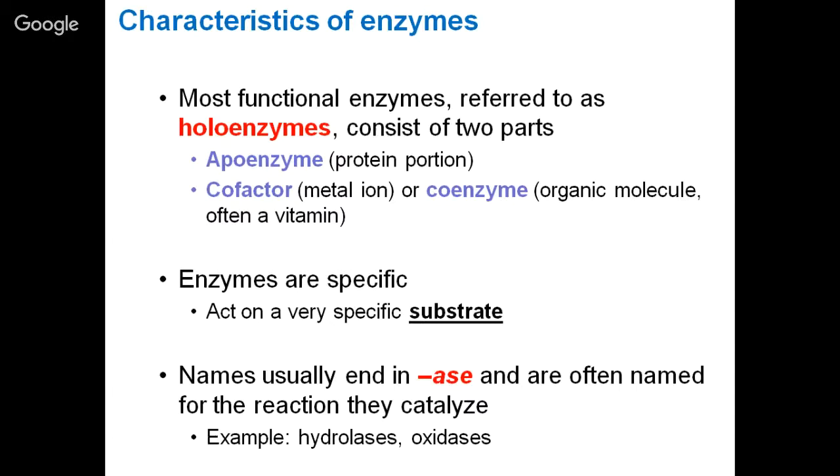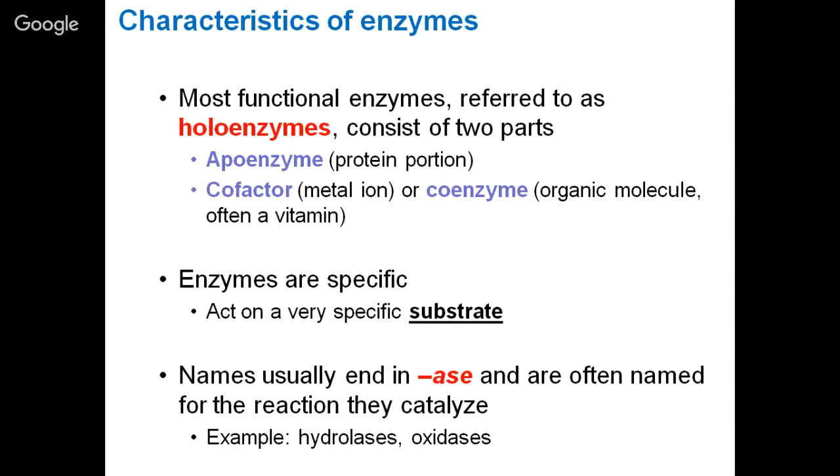So characteristics of enzymes: most functional enzymes are referred to as the holoenzymes. And holoenzymes consist of two parts: the apoenzyme, which is the protein portion of the enzyme, and the cofactor, that is the metal ion, or coenzyme, the organic molecule, often a vitamin. So the apoenzyme part and the cofactor or the coenzyme. Either a cofactor or coenzyme goes with the apoenzyme component. Enzymes are specific and they act on very specific substrates. For instance, an enzyme that works for carbohydrates cannot work for lipids. So it's specific for carbohydrates.